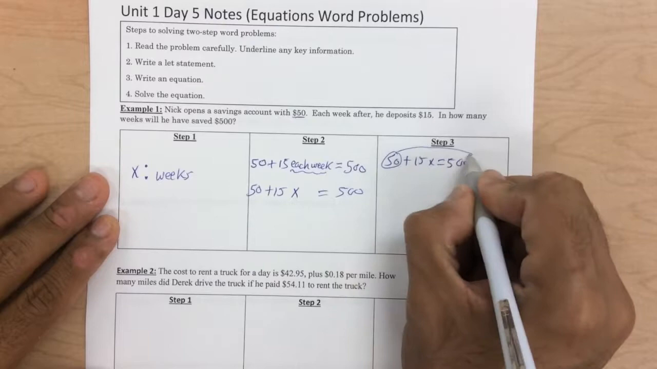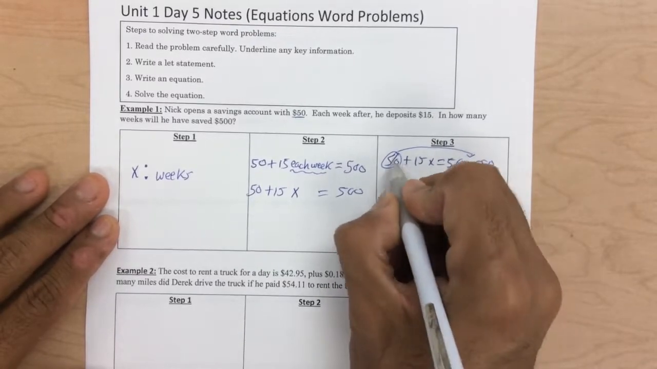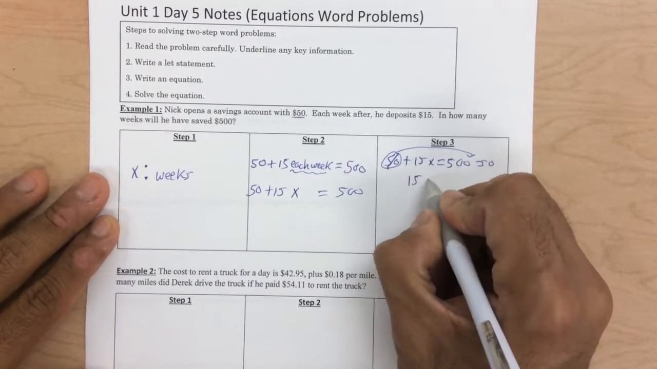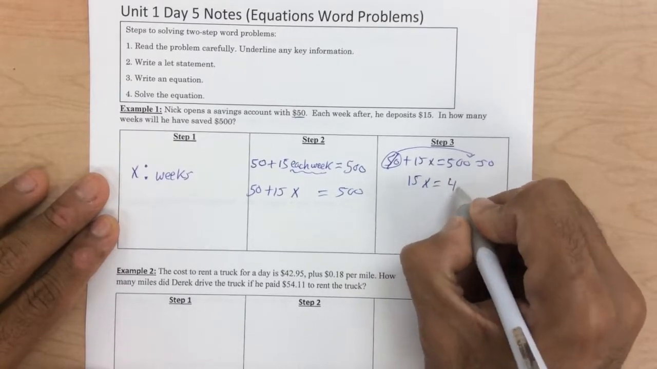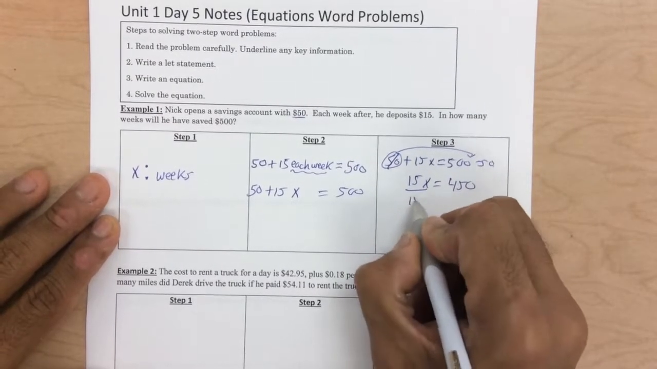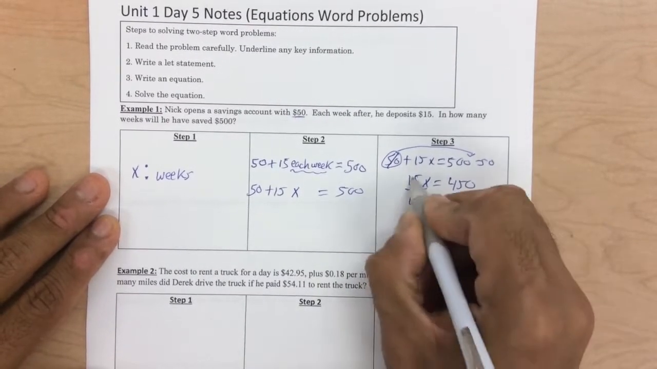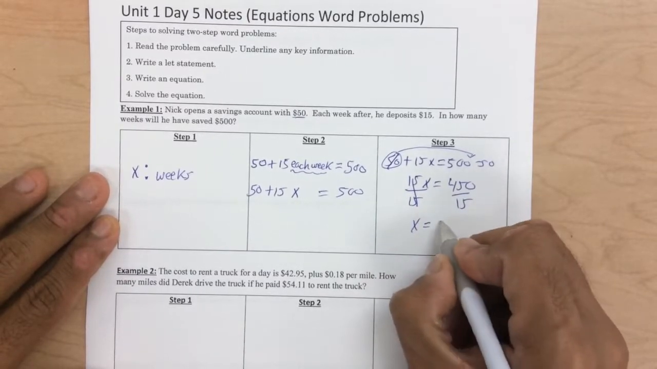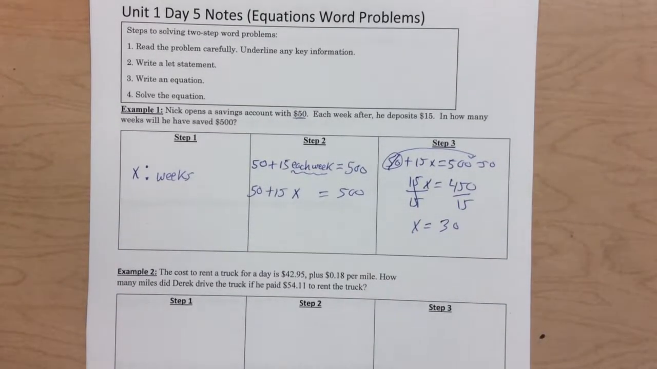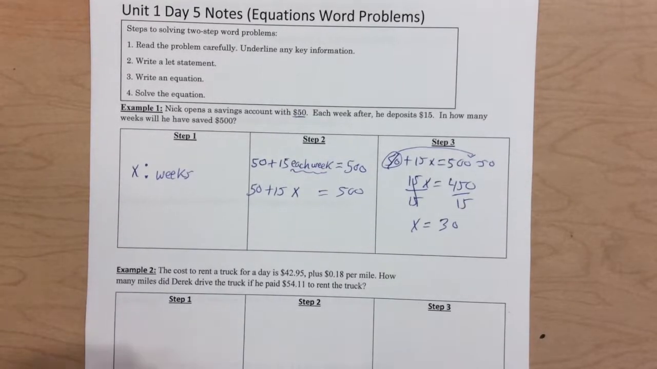Let's move on to step 3 and let's solve this problem. So let's jailbreak the 50 to become a minus 50. Then you're left with 15x = 450. And then you want to divide by 15. So your x is 30. And it's always good to take your calculator and check, especially if you end up having a problem like this on the active part. So my answer is 30, so that means it will take Nick about 30 weeks to be able to collect $500.